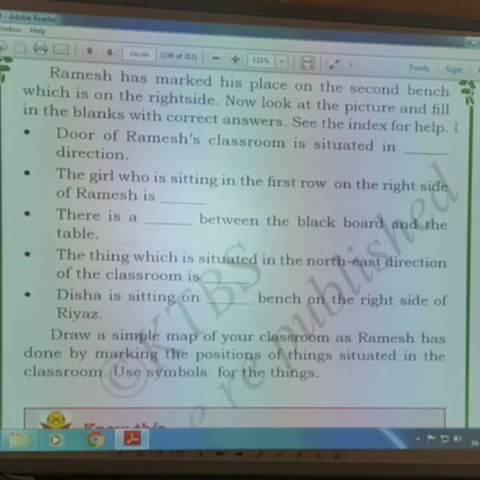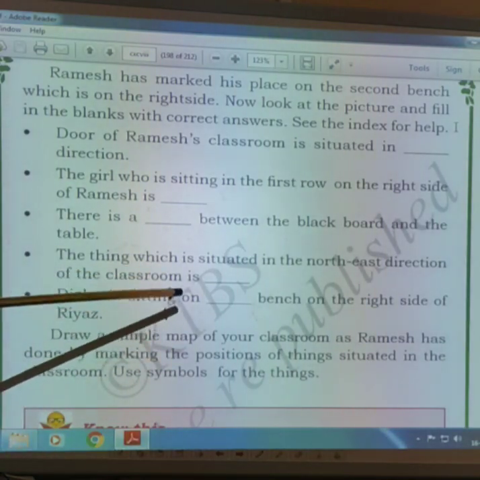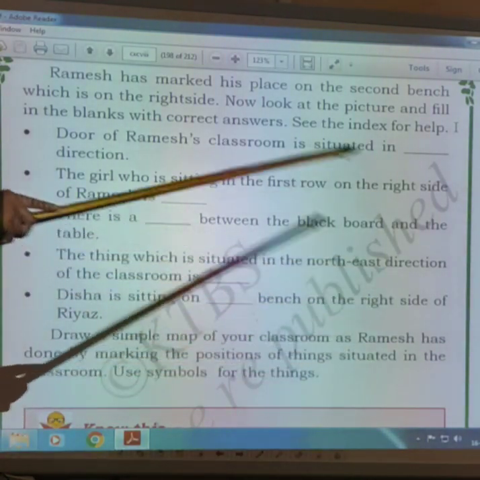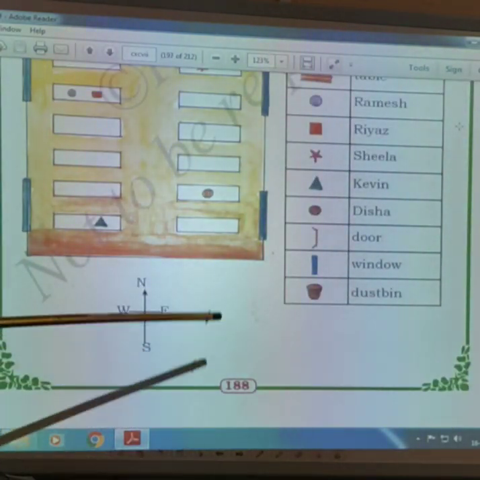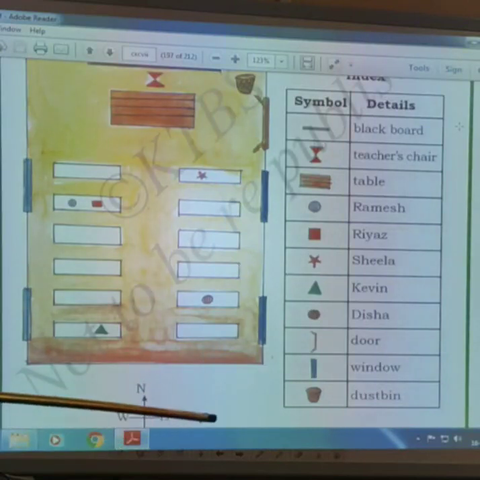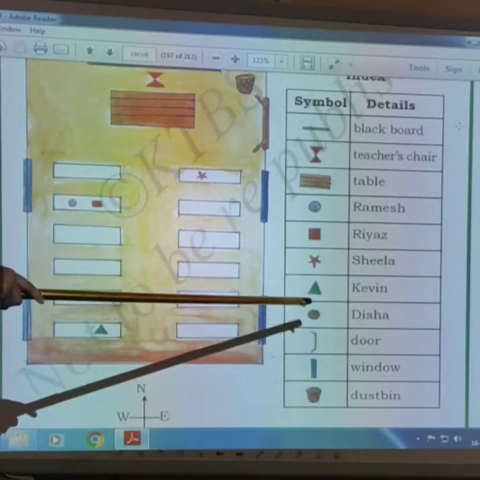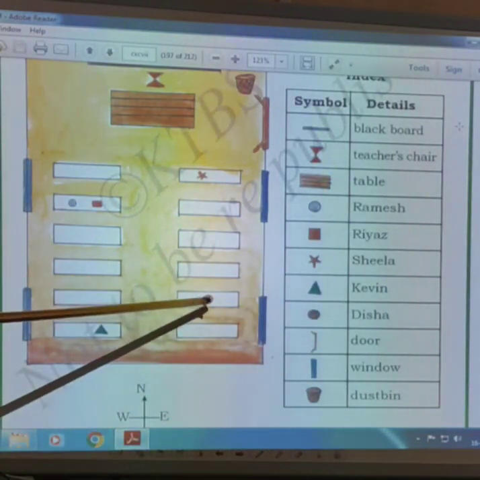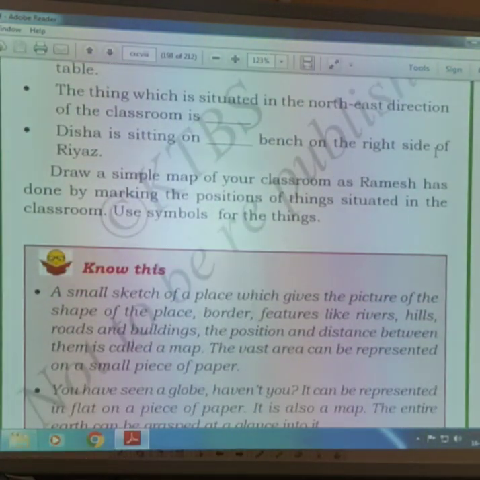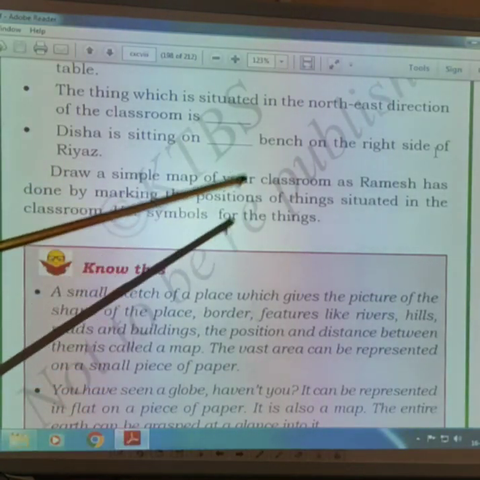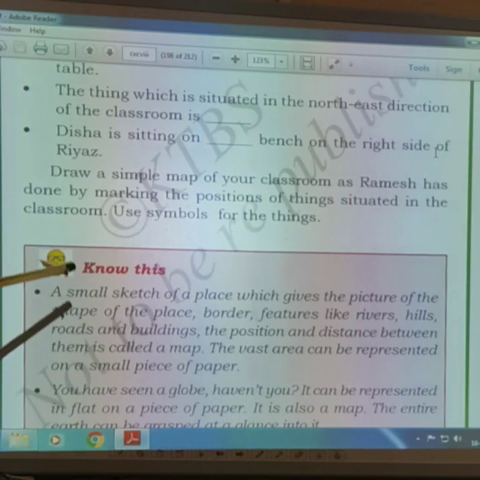Disha is sitting on dash bench on the right side of Riyaz. Right side of Riyaz. Where is Disha? Disha is sitting right side of Riyaz, east direction. So according to this, you also draw a simple map of your classroom as Ramesh has done, by marking the position of things situated in the classroom.